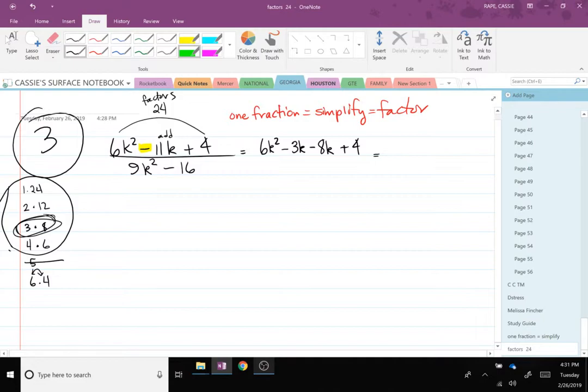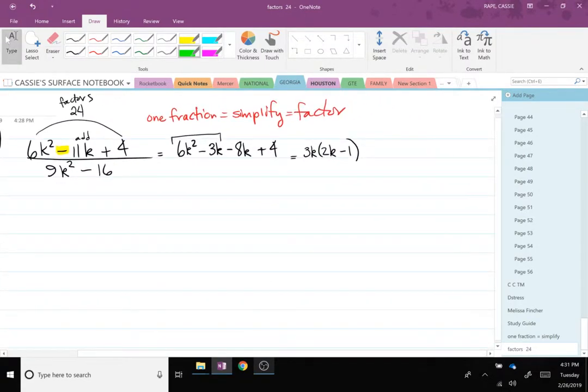The reason I did that is so that I could factor out a greatest common factor. So I look at the first two and decide what is the greatest common factor of 6k squared and 3k. And I believe I can pull a 3 and a k out of those. And if I do, I end up with a 2k minus 1. Okay, I do the same thing here.